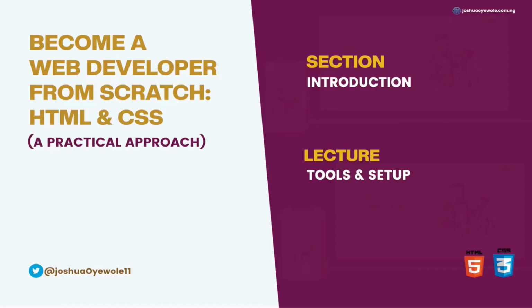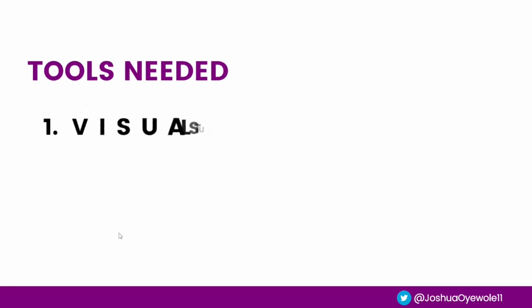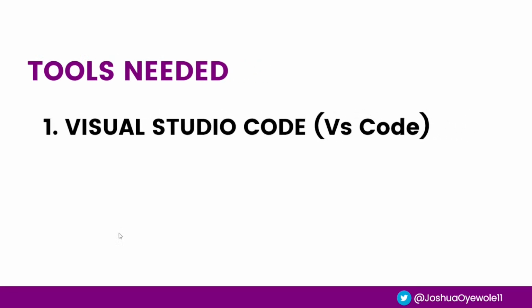In this lecture, we're going to be looking at the basic tools that we need for this particular project. In this project, we're going to need two basic tools to help us get going. One of those tools is Visual Studio Code, popularly known as VS Code. Visual Studio Code is a modern text editor that enables us to type. It is one of the most popular text editors currently used by millions of developers.